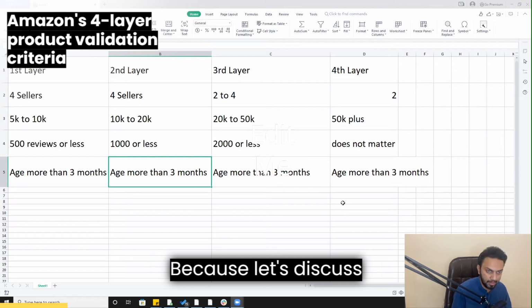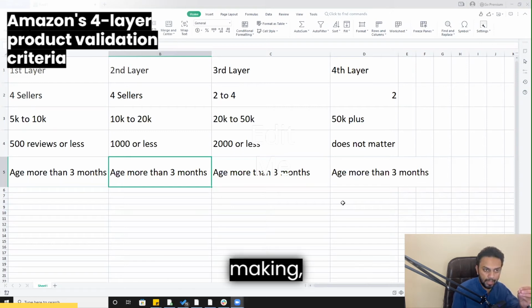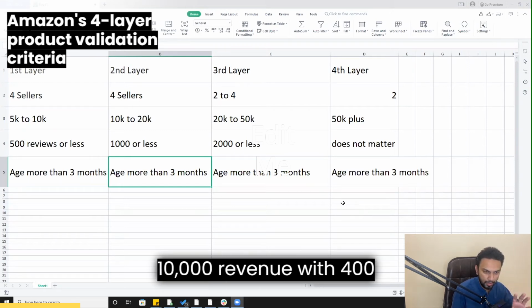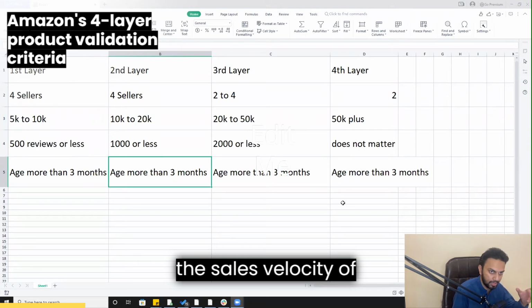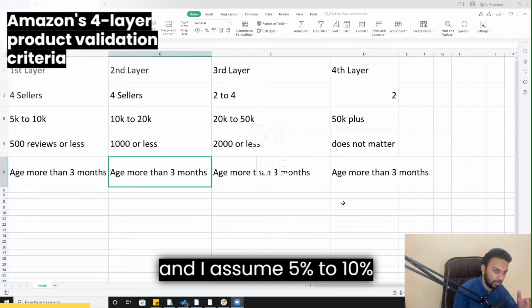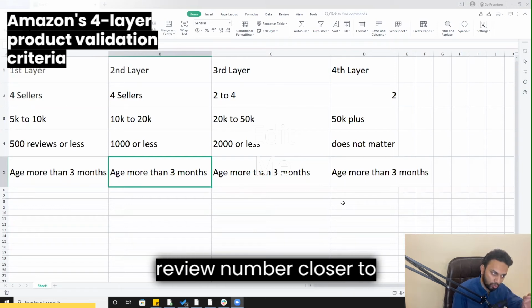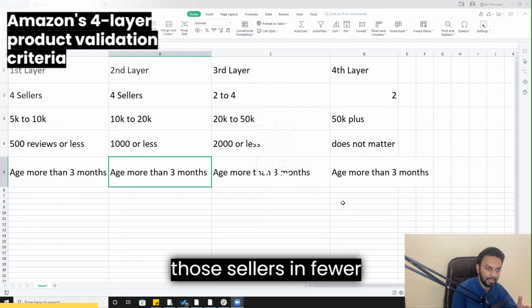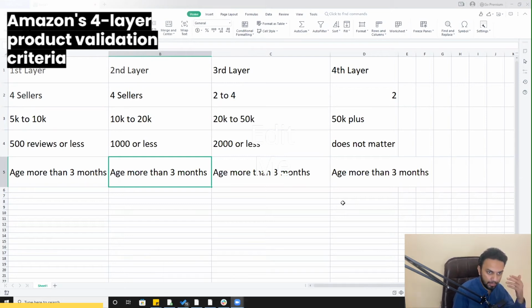Because let's discuss, if there's one product, let's say garlic press, and we see that there are 4 to 5 sellers, or let's say 2 to 3 sellers, who are making, let's say, 10,000 revenue with 400 to 600 reviews. It means, if I calculate a sales velocity of 500 or 1,000 units per month, and I assume a 5 to 10% review velocity, I can expect to reach a review number closer to those sellers in fewer months, maybe 3 months. That's all.